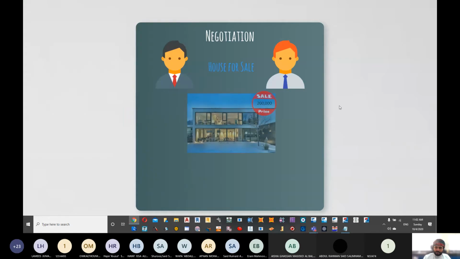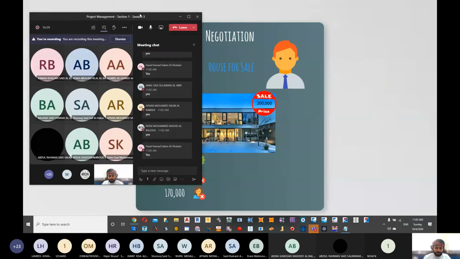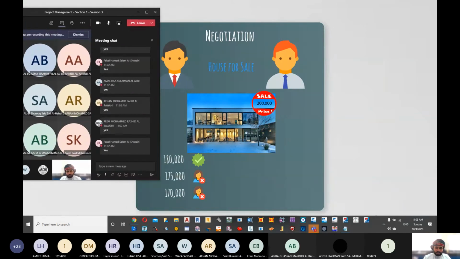Okay, so I'll give you an example. We have two persons here. There was a house for sale for 200,000 Omani Riyal. The first person offered 170 and it was rejected. Then he offered 175 and it was rejected. Then he offered 180 and the landlord agreed. So in scenario number one, the advertised price for the house was 200,000. I offered 170, the owner rejected. 175, the owner rejected. 180, the owner accepted.